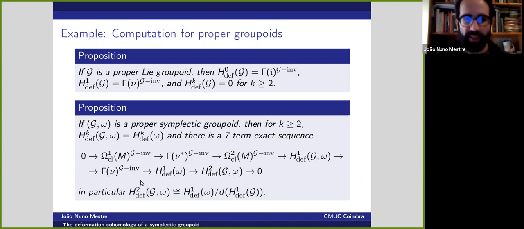And so we see that H2 deformation of the symplectic groupoid appears as the deformation in degree 1 of omega, quotient by this map, which was just the de Rham differential in our de Rham model, applied to H1 deformation of G, which we also know corresponds just to invariant sections of the normal bundle. So it's a more or less explicit description. Okay.